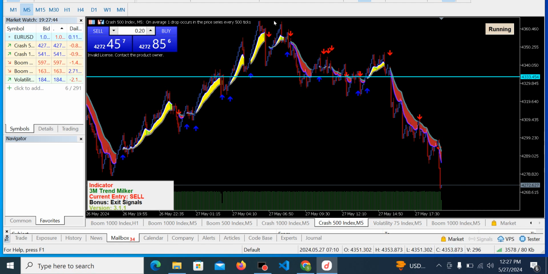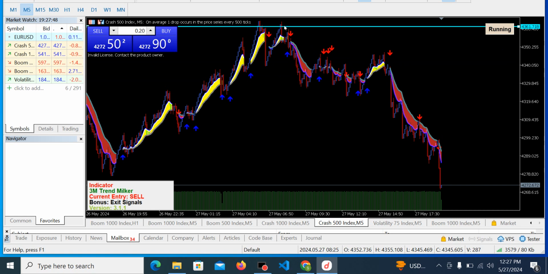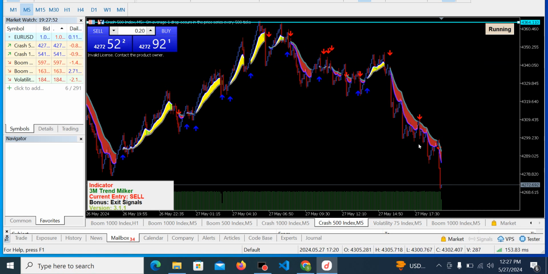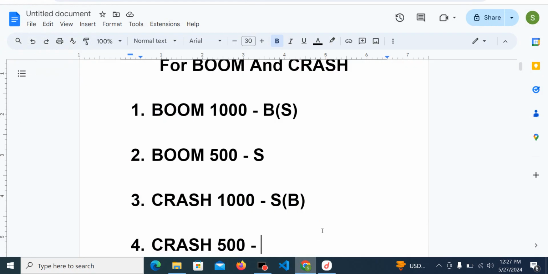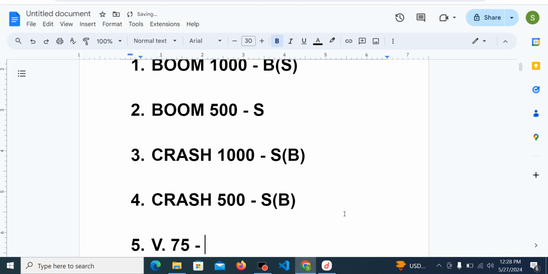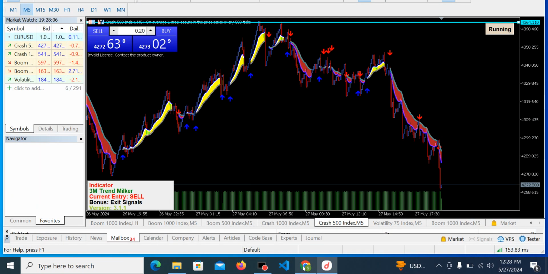Okay, so the next asset is going to be Crash 500. Crash 500 started a downtrend right from here, and it started crashing down, even though it played around there for a while, and it went down again to get to a new support zone. Okay, so this is still selling at the moment. This might not be for long, most especially with the fact that it is at the support zone. If it does not break out below it, then it will go back into a buy trend.